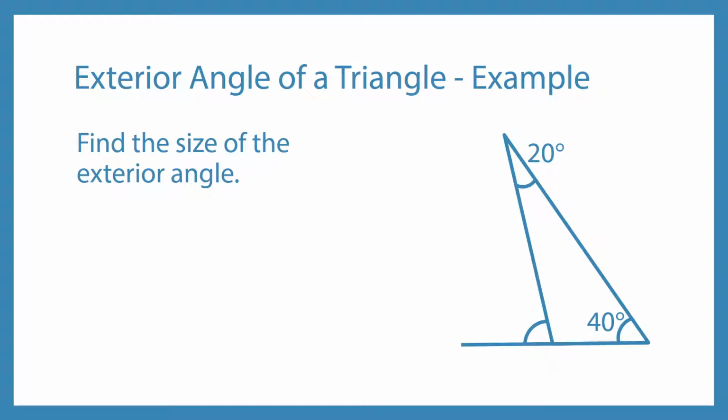So we can find this angle here by adding up the two other angles. So you get 20 plus 40, and we're going to get 60 degrees. So you can write in here 60 degrees. So now it's your turn. Can you find the size of the missing angle? Okay, so all we have to do is add up the two angles. 18 degrees plus 35 degrees, which is going to give us 53 degrees.